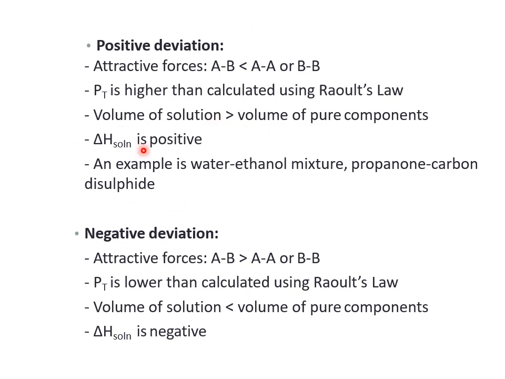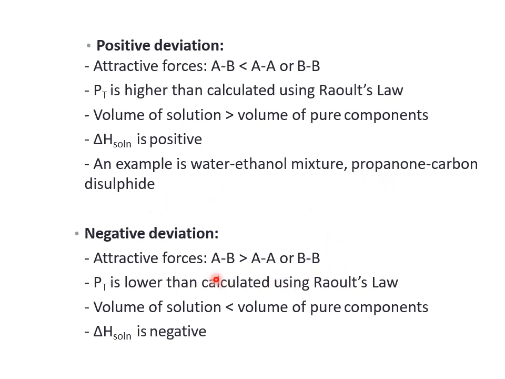For positive deviation in non-ideal solutions, the attractive forces between A and B are lesser than between A and A or B and B. So the pressure is higher than calculated using Raoult's law. The volume of the solution is more than the pure compounds. The enthalpy of solution is positive. For example, a water ethanol mixture or propanol carbon disulfide.